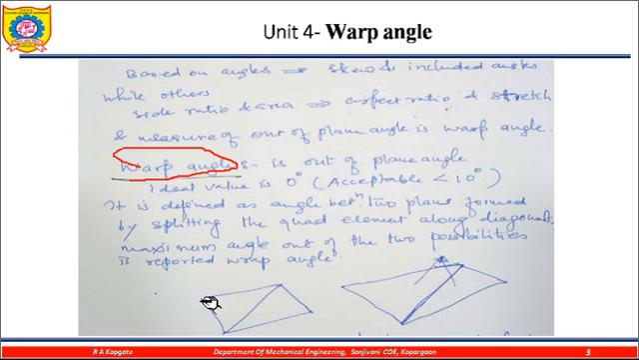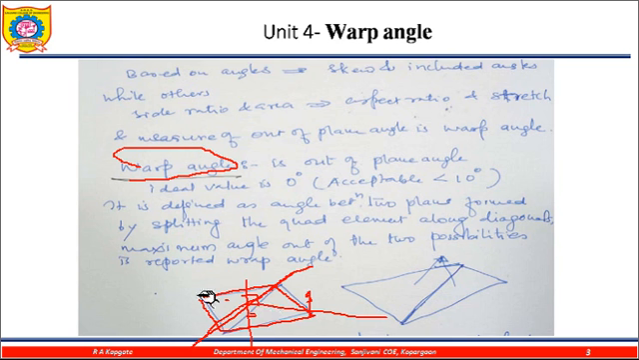So if we have taken a rectangle, and I draw a diagonal, then this plane and this plane should be in the same plane. It should not be changed. If this plane is lifted by a certain angle, then with respect to this one, it must be 90.